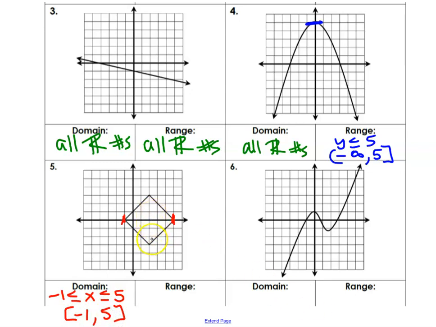The range looks like it goes down as low as -3 and as high as +3. And this one gets a Y in the middle. And again, you can use interval notation.